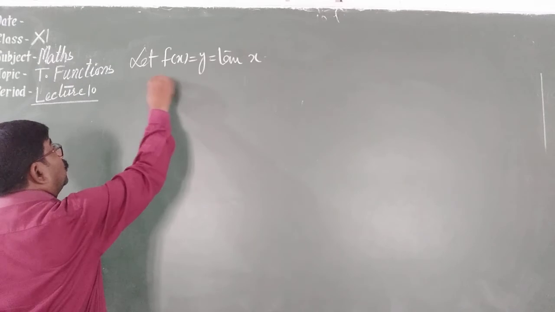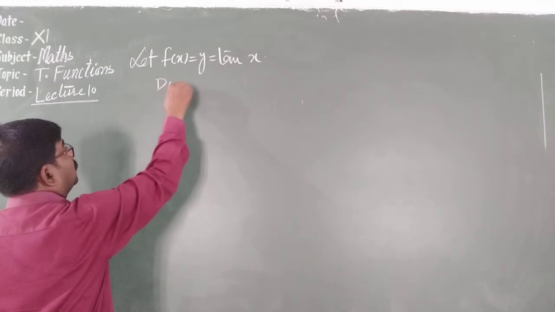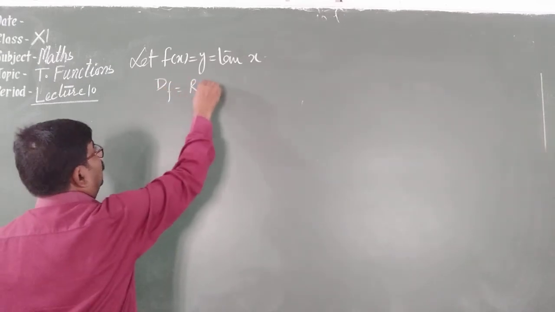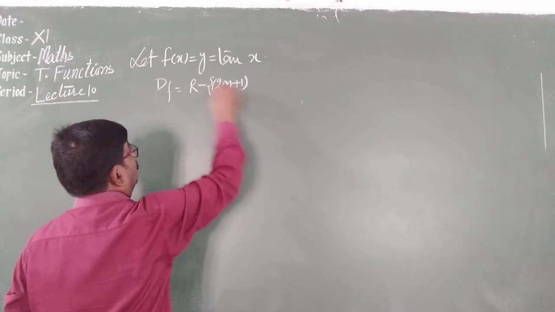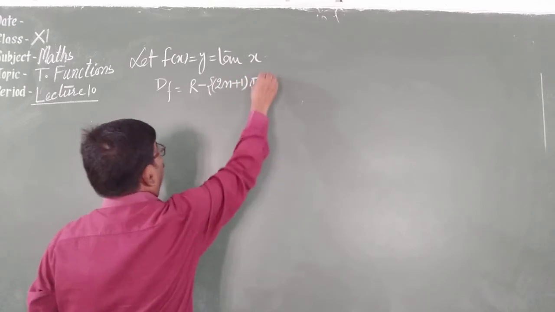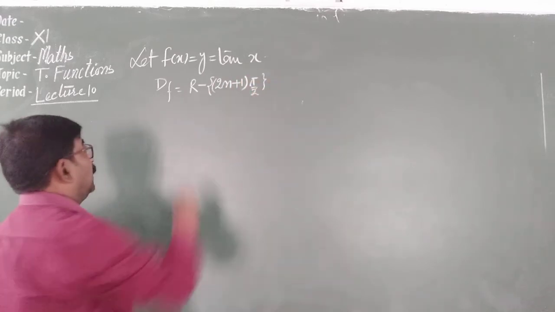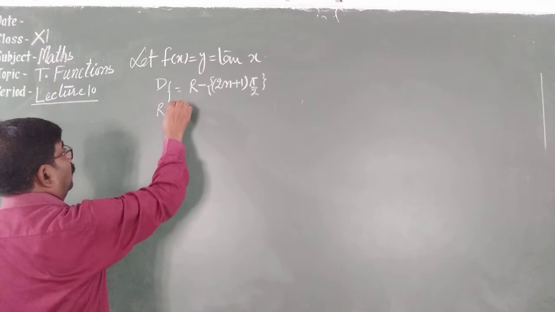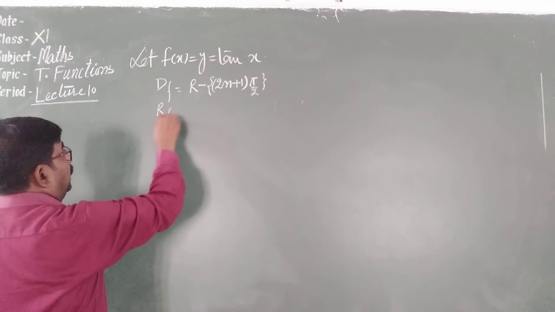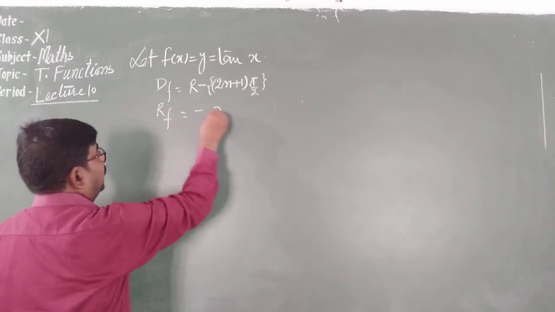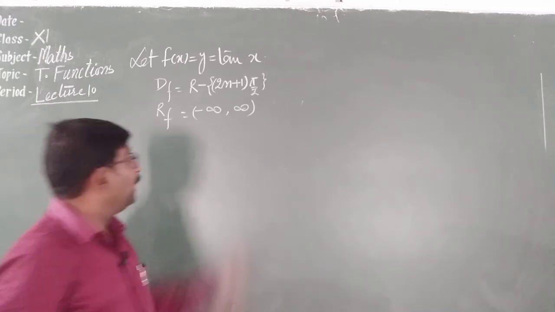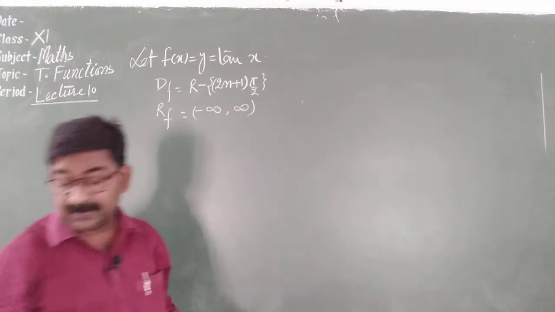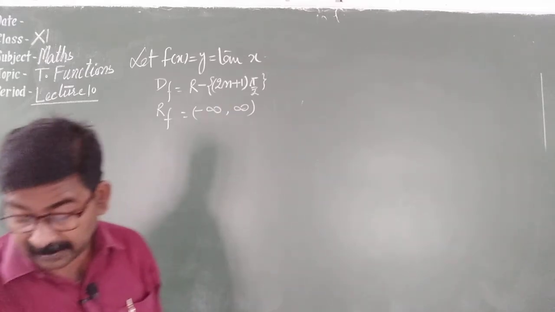As I told, the domain of the function is all real numbers minus (2n+1)π/2, this one, and the range of the function is minus infinity to plus infinity. Why is the domain R minus this? Domain is R minus that.